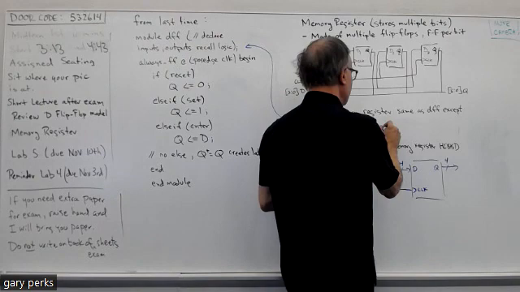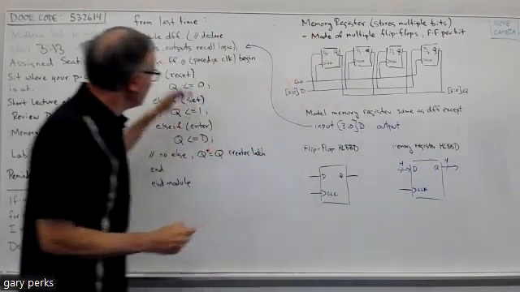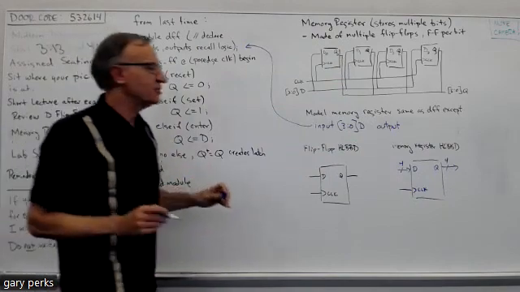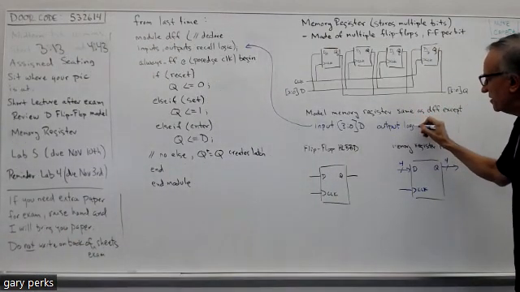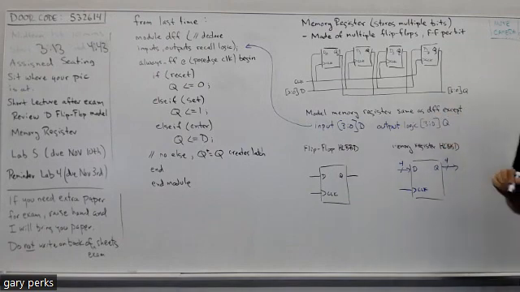Also, your Q output. Now, what am I going to have to add here since the Q output is within an always_ff? Logic. Yeah, you have to put logic in there, so you would have output logic [3:0] Q.